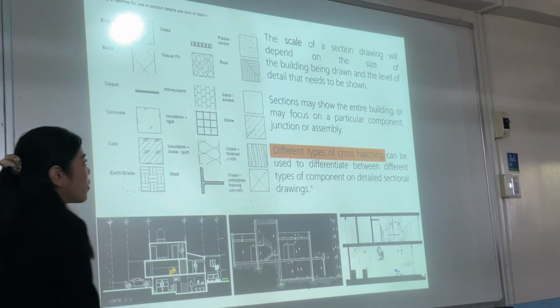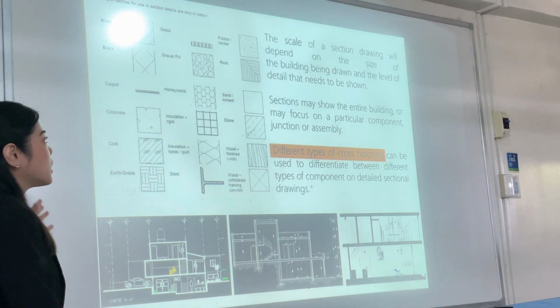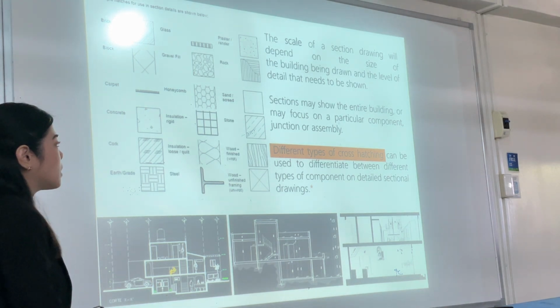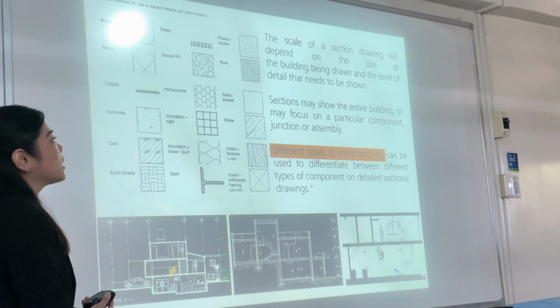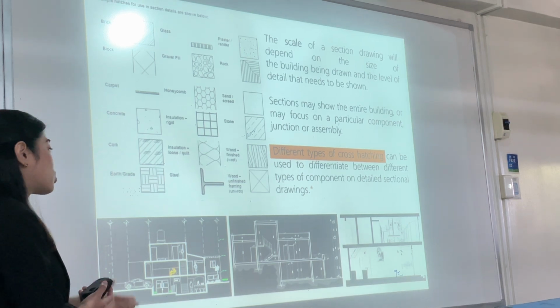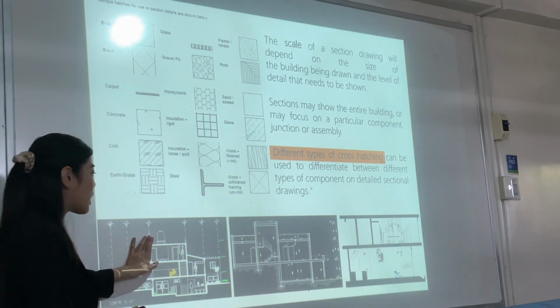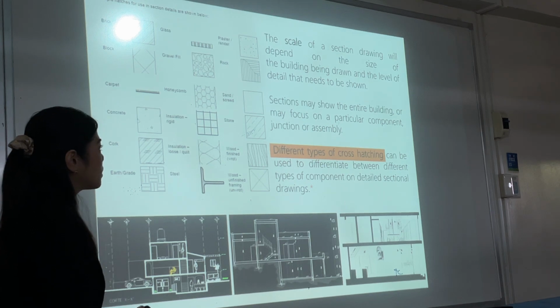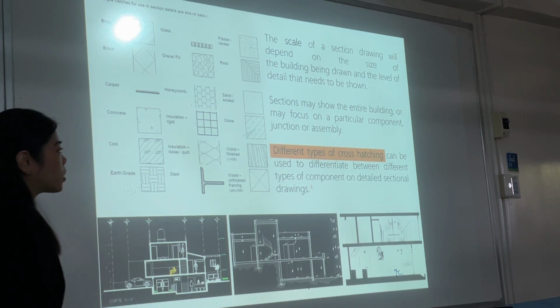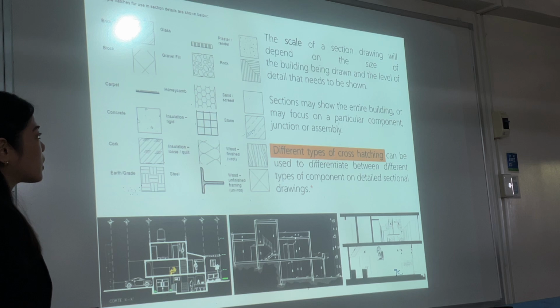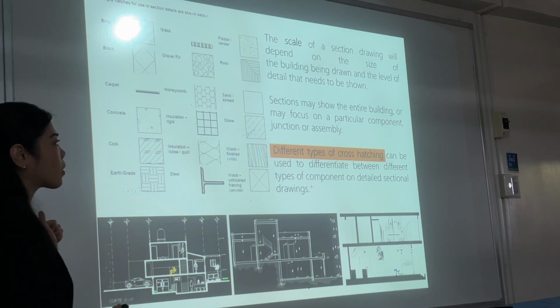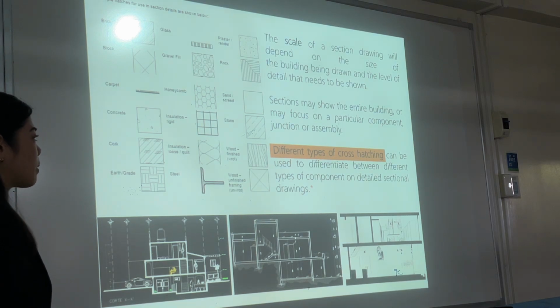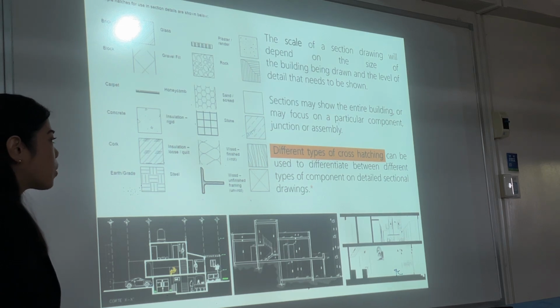The scale of a section also varies. It will depend on the size of the building being drawn and the level of detail that needs to be shown. Since in our section we just want to show the ceiling height, the placement of the doors, and the roof height, we can use 1:100 or 1:50. Sections may show the entire building or focus on a particular component, junction, or assembly. Different types of cross-hatching can be used to differentiate between different types of components on a detailed sectional drawing.